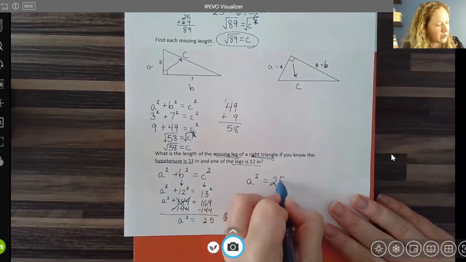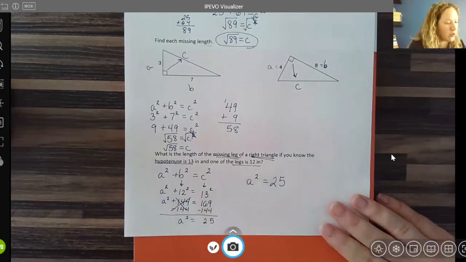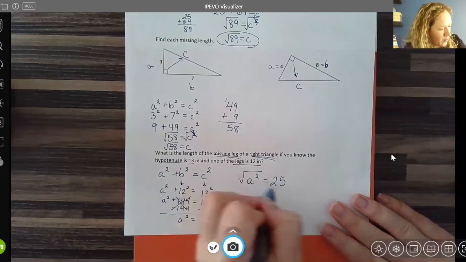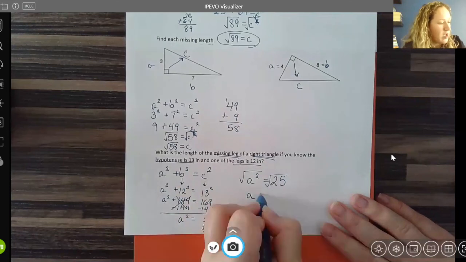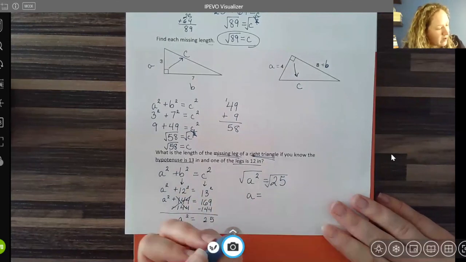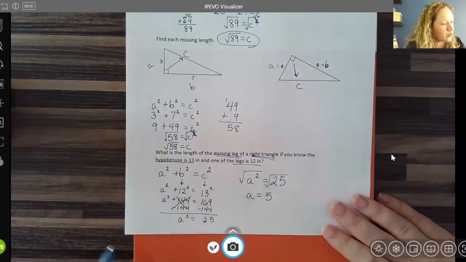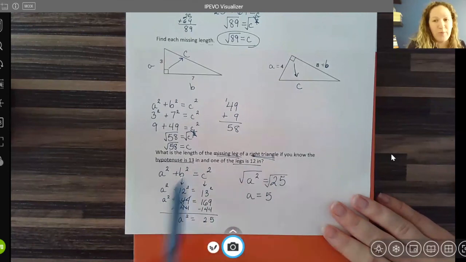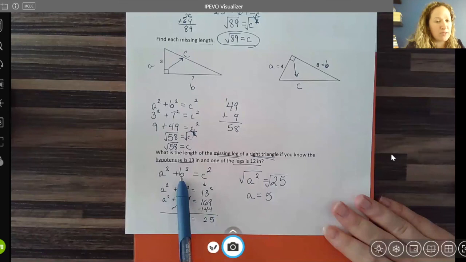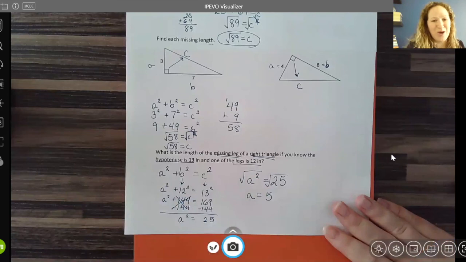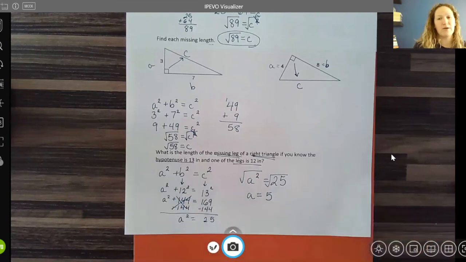So if I know A squared is 25, again, I can work backwards or undo squaring that number to get A by itself. And I know the square root of 25 is 5. So this is a 5, 12, 13 triangle. One leg is 5, one is 12, and the hypotenuse is 13. So those are the different sides. So that's how I can work backwards if I know the length of a leg and I know the hypotenuse. I can still work my way back to finding the remaining leg.